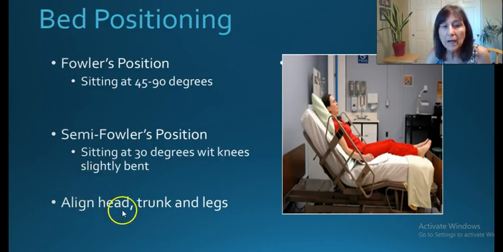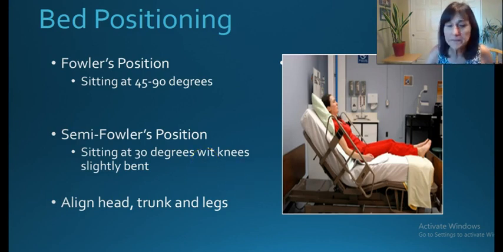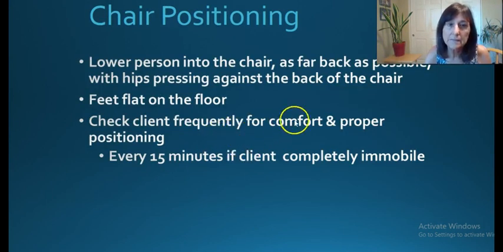Oh, and then it says align. The word align. We always want to have our nose over our navel. So that keeps the back in good alignment, and then your arms are positioned on either side and legs.